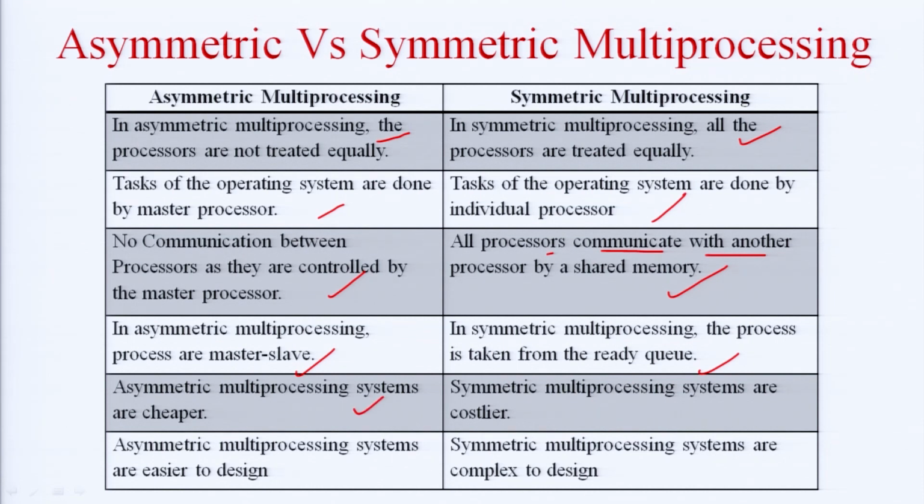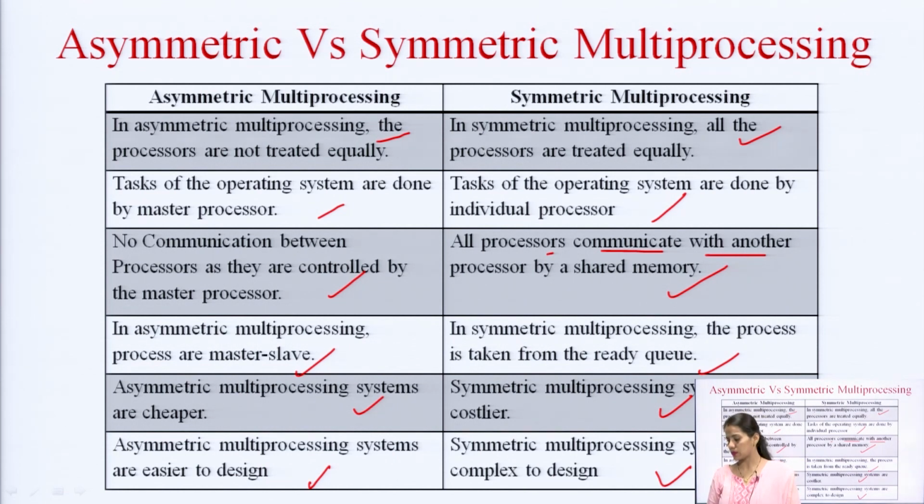In case of multiprocessing systems, asymmetric ones are cheaper, but the symmetric multiprocessing systems are costlier because the symmetry has to be maintained and for that complicated circuitry has to be used. So, they prove to be costlier. Asymmetric multiprocessing systems are easier to design, symmetric multiprocessing systems are complex to design. So, maintaining the symmetry between all the processors and giving the access to all the processors to all the resources available, input output devices, memory, etc. This makes the system a bit complex, and so the symmetric multiprocessing systems are quite complex as compared to asymmetric multiprocessing systems.